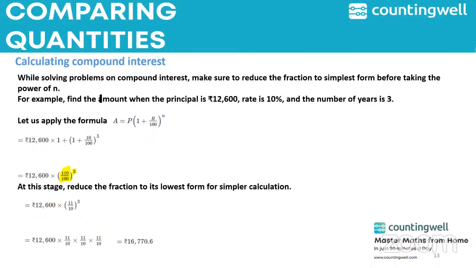For example, if you want to find the amount when the principal is given, which is 12,600, the rate of interest is given as 10% and the number of years is 3. Here 10% is nothing but rate of interest per annum, as they have not given whether it is per annum or quarterly.